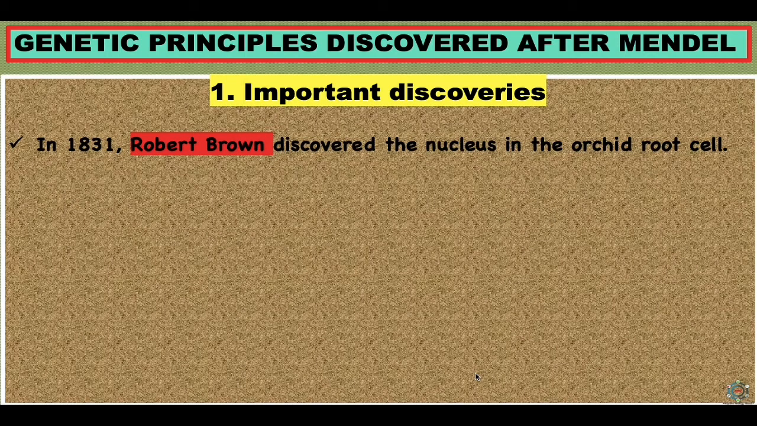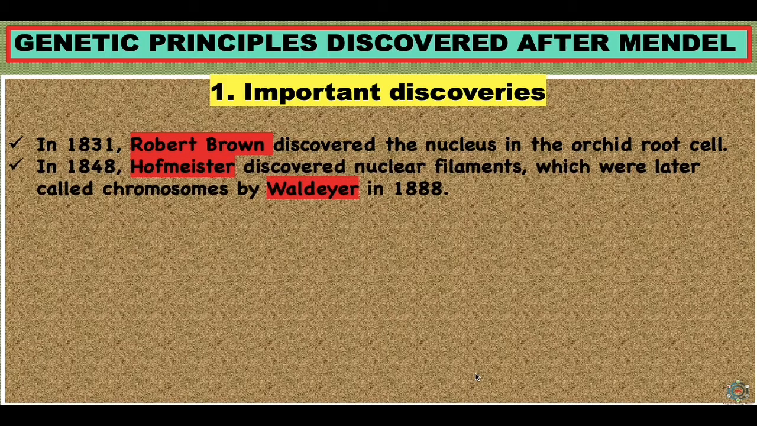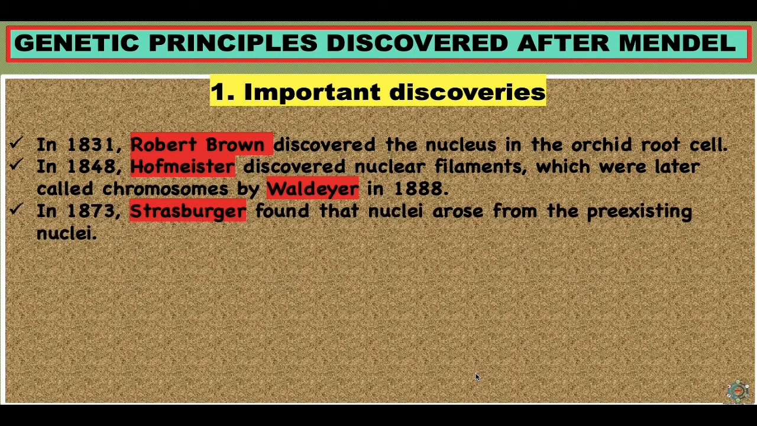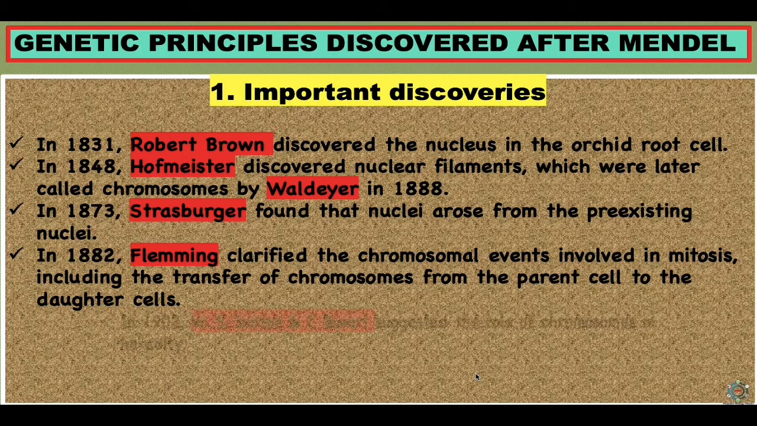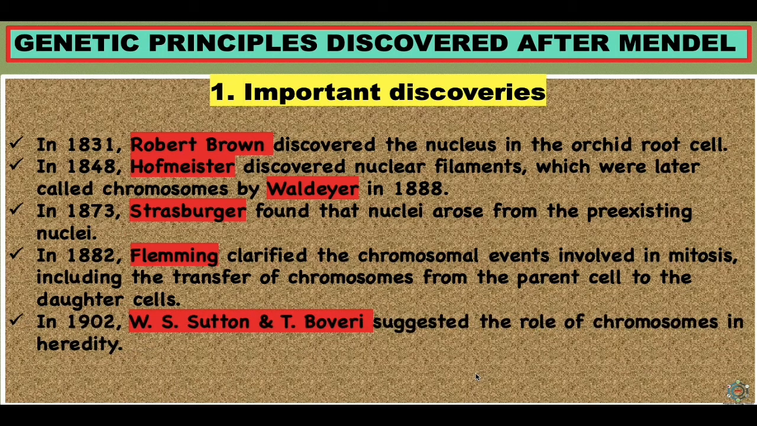Here are a few important discoveries listed below, in which the first one is in 1831, Robert Brown discovered the nucleus in the orchid root cells. In 1848, Hofmeister discovered nuclear filaments which were later called chromosomes by Waldeyer in 1888. In 1873, Strasburger found that nuclei arose from the pre-existing nuclei. In 1882, Fleming clarified the chromosomal events involved in mitosis, including the transfer of chromosomes from the parent cell to the daughter cells.